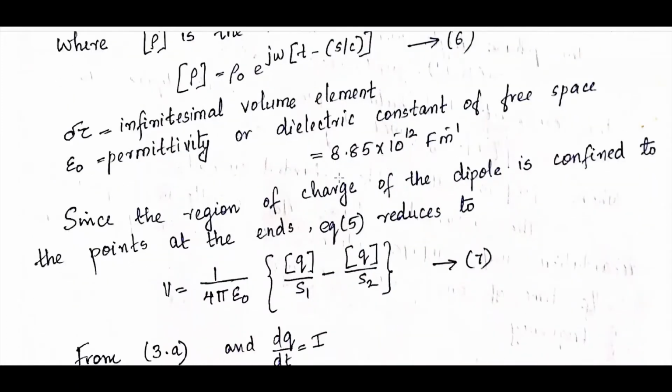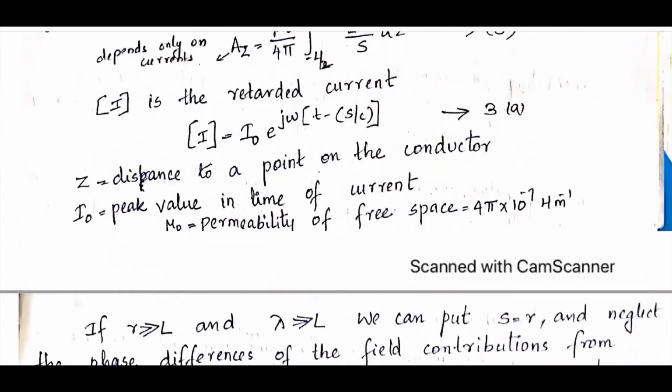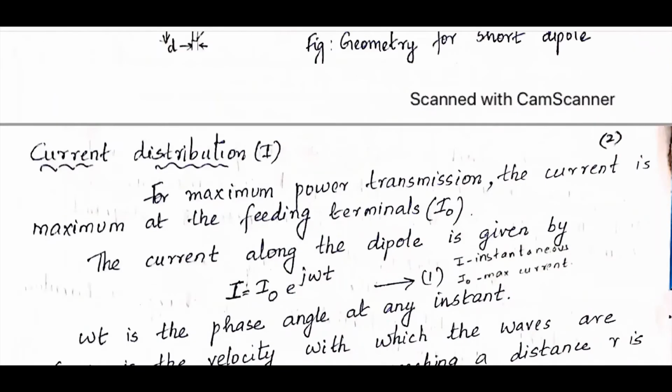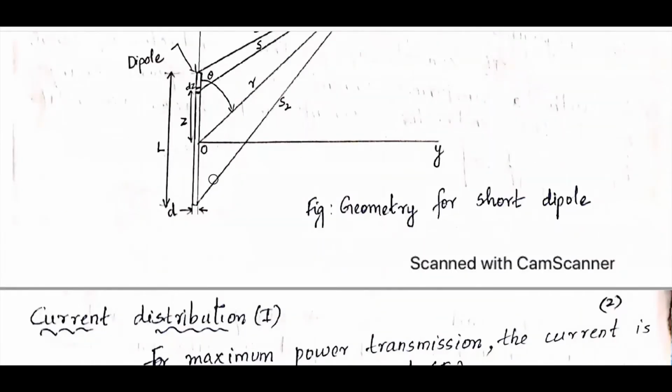Now we have to modify the equation because you know that for the short dipole the charges are only at the ends. So we only consider the ends. We can write that as Q, and both the ends we are considering. The distances are S1 and S2, as you can see in the diagram. Only at the ends we are considering the charge to be there.